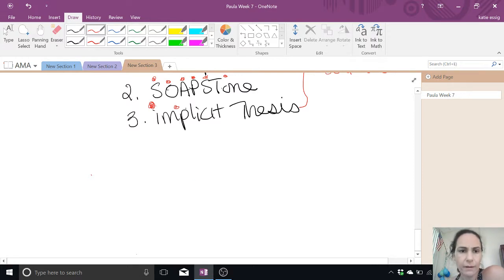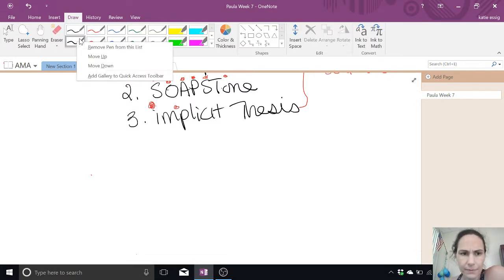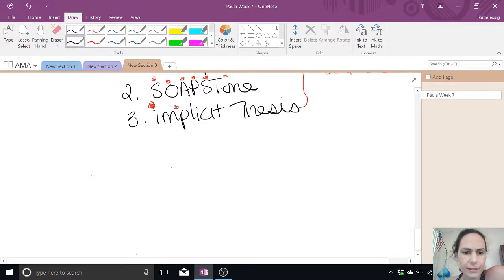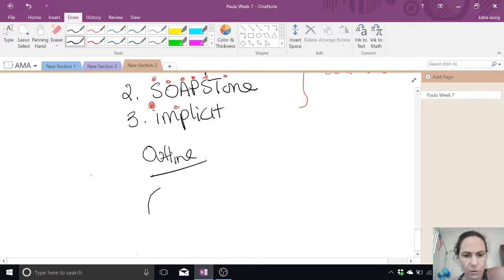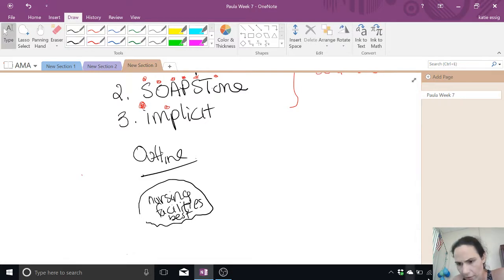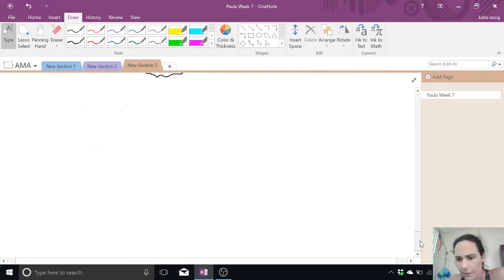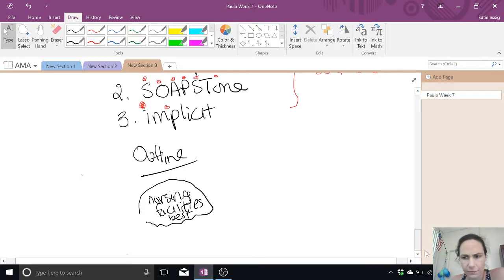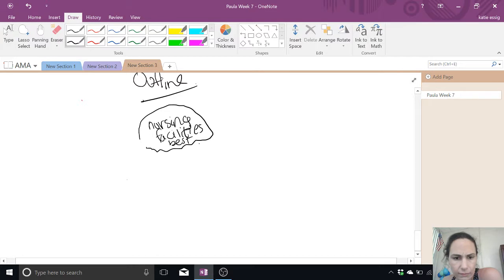The other thing that I have to do to be able to write my introduction is I always have to think about the outline of my essay. So I'm going to come over here and say what my outline is. My whole essay, this is an umbrella, is that nursing facilities or nursing homes are best. Then I have to explain why nursing facilities are best. This is my umbrella.